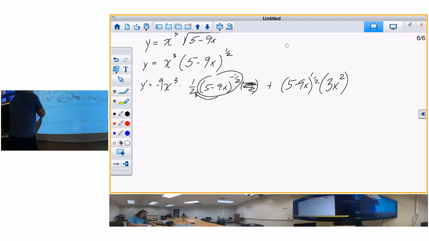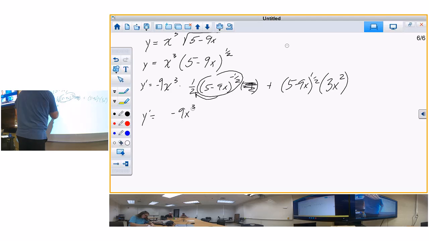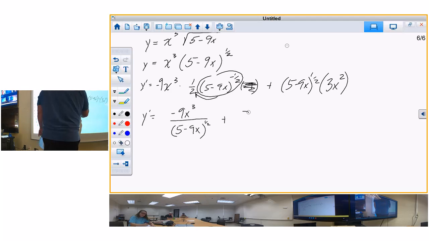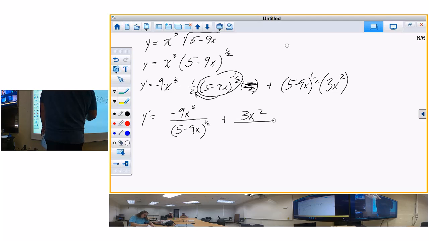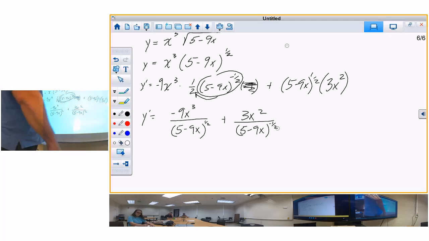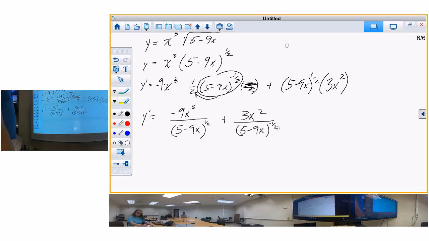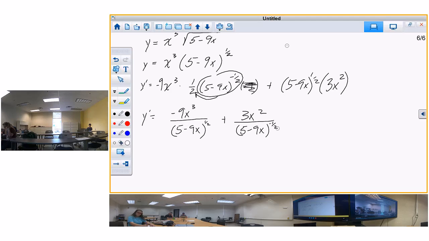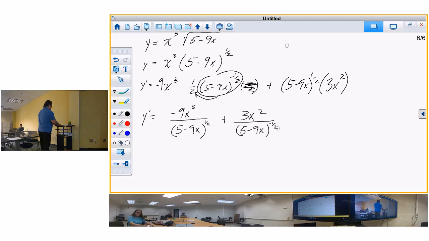So it looks like I get y prime is equal to negative 9x to the third over 5 minus 9x to the 1/2 power. Y'all check me on that. Plus 3x squared over 5 minus 9x to the negative 1/2 power. And the only reason I would bring that down is to get a common what? Common denominator. The common denominator is always your highest exponent. What's your highest exponent? 1/2 or negative 1/2?